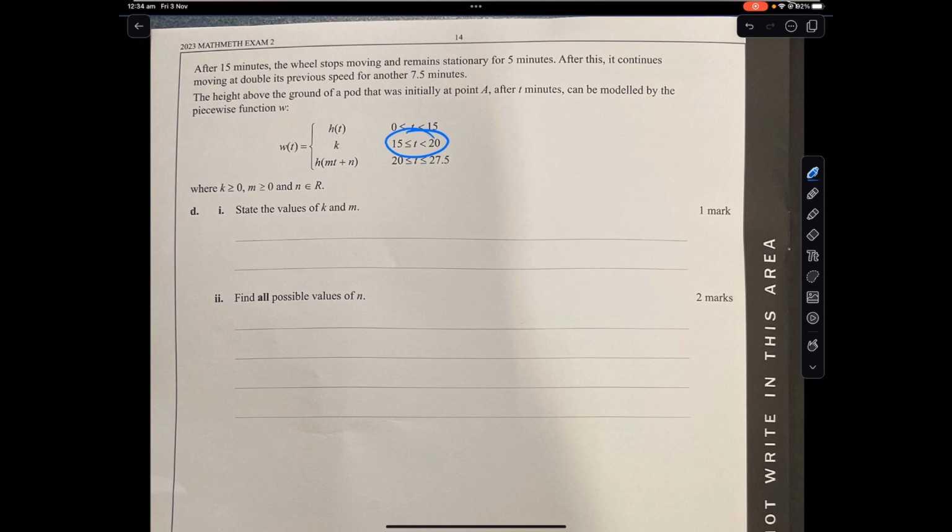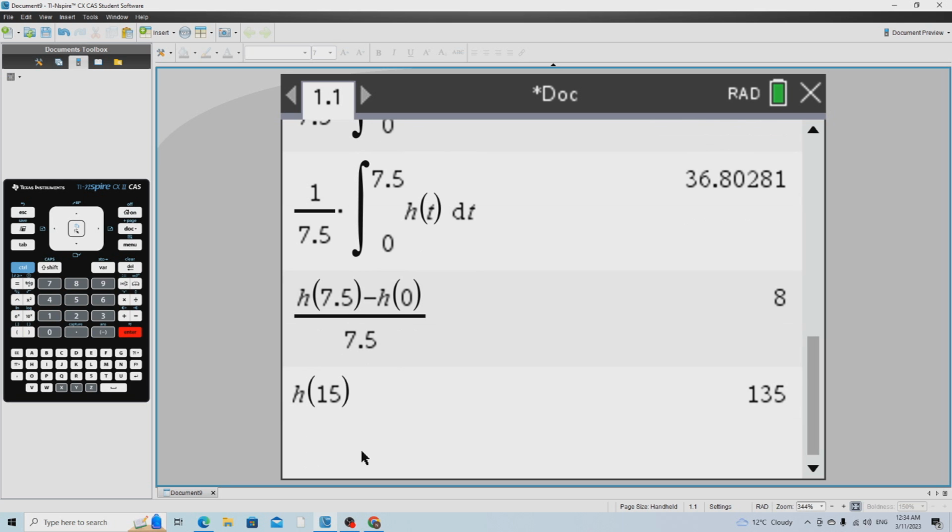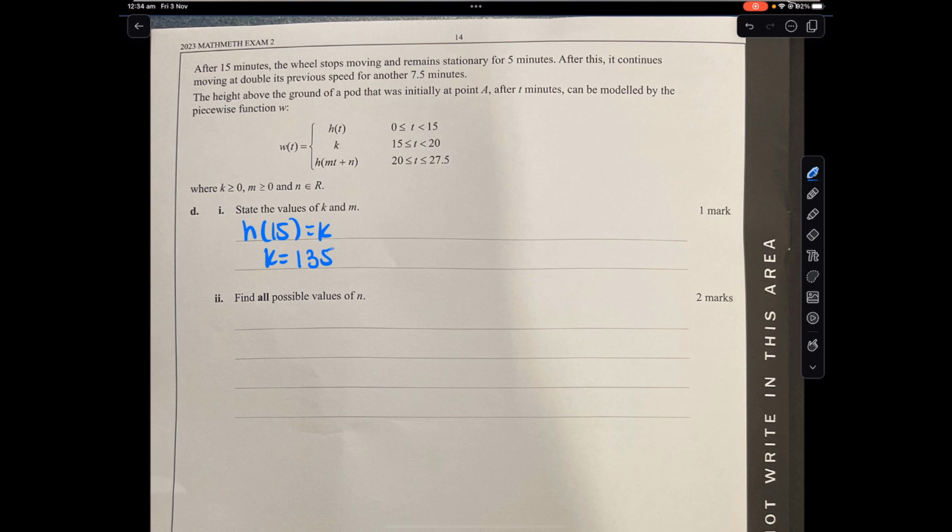So for these 5 minutes, it remains stationary, as we can see that k is constant. So the value of k can easily be found by subbing in 15. What is h of 15? That should equal your k value. So your k is what? What's h of 15? 135. Okay. Your value of m: it tells us that after this, it continues moving at double its previous speed for another 7.5 minutes. So it moves at double the speed.